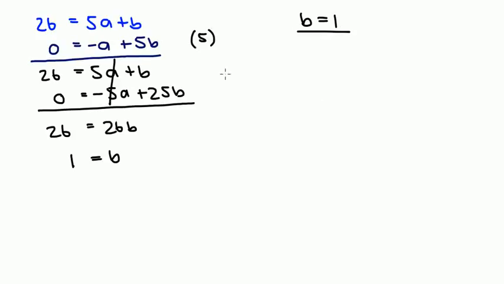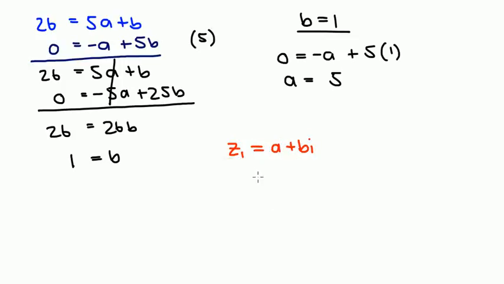Now I know b equals 1. I choose either one of my equations. Let b be equal to 1 and I can find a. So we have a is equal to 5. So we said z1 is equal to a plus bi. So therefore we found that z1 is equal to 5 plus i.